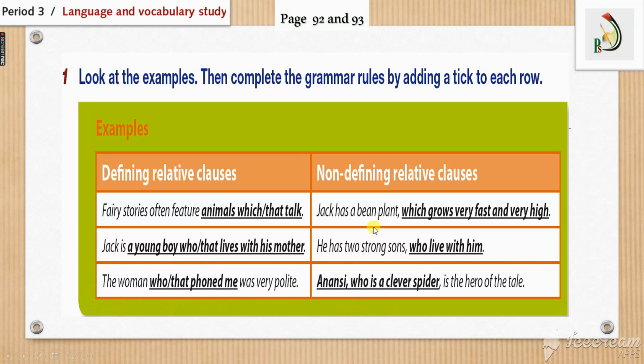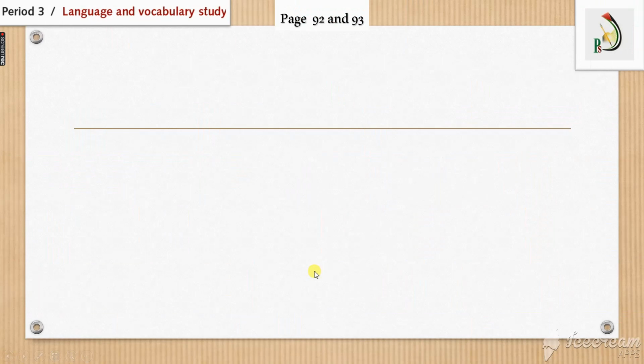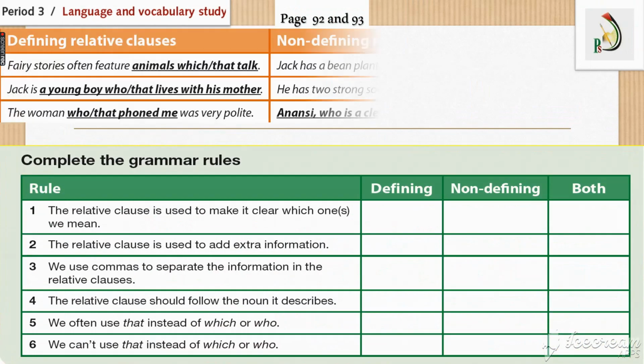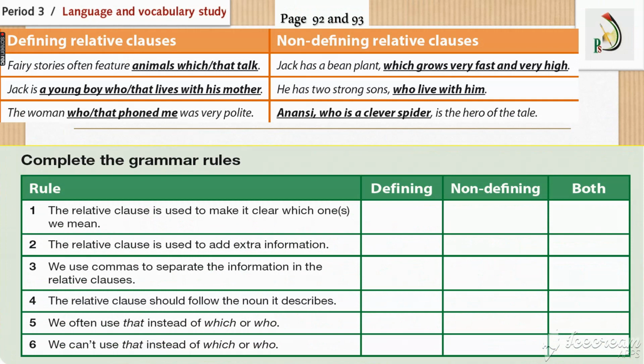Here, see the non-defining relative clause. Anansi, who is a clever spider, is the hero of the tale. Now remove the non-defining relative clause and check the meaning. Anansi is the hero of the tale. Again, the meaning is complete without the non-defining relative clause. Hence, it provides us with extra information. Now, after explaining non-defining and defining in detail, pause the video here and check your answers later.